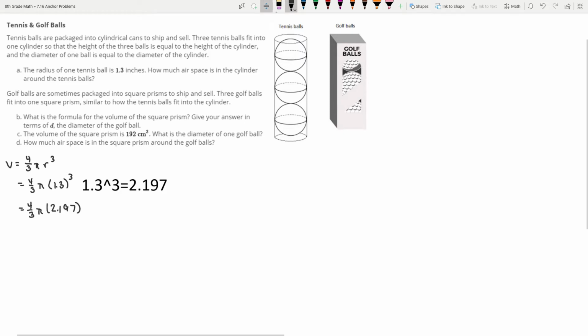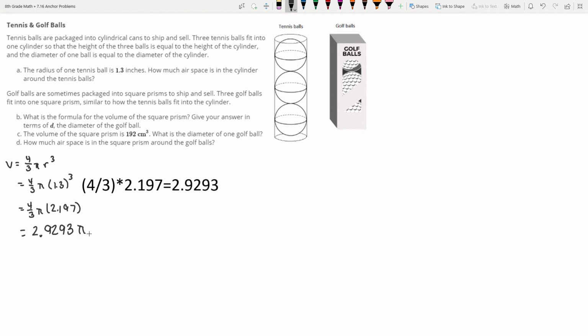2.197. Now, this 2.197 times that 4/3. 4/3 times 2.197 is going to be 2.9293, if I can read there. So our volume is equal to 2.9293 pi. There are 3 of these tennis balls in there.